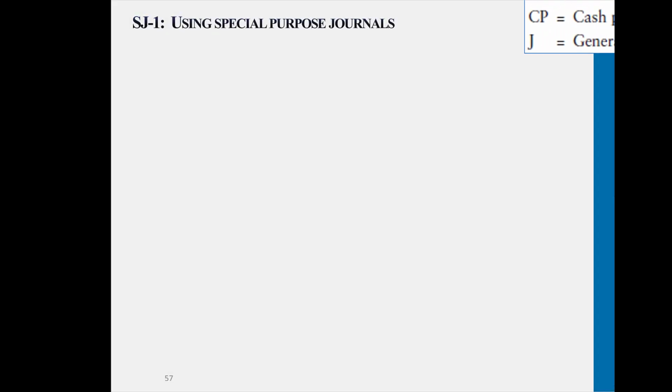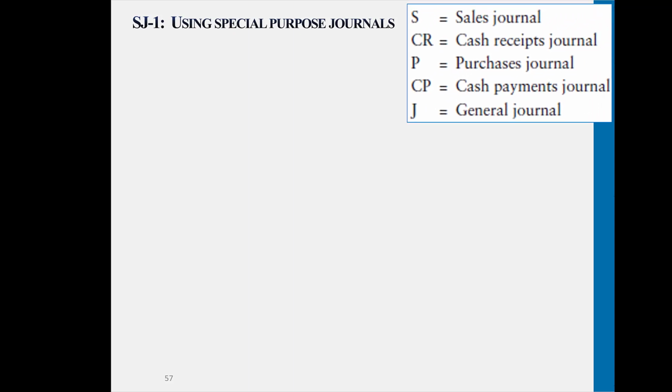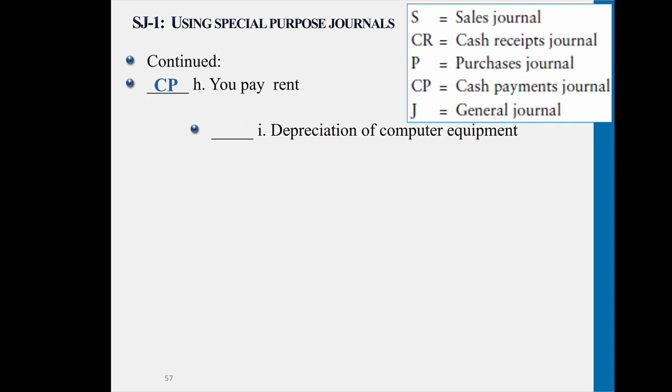Slide 2. Same abbreviations, same journals. You pay rent. Since we're paying cash, CP, cash payments journal. Next, depreciation of computer equipment. Well, that's not going to go into any of the special journals. That's going to go into the general journal because that's a transaction that doesn't happen very often and it's not a repetitive transaction. And remember, the special journals are set up for repetitive transactions.